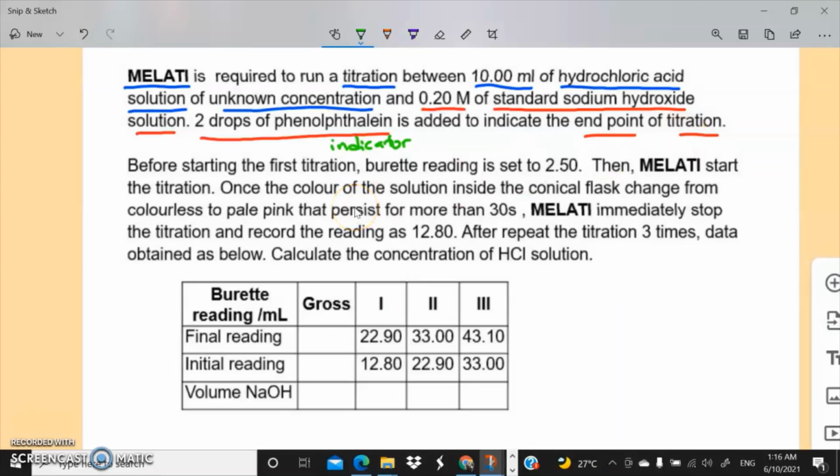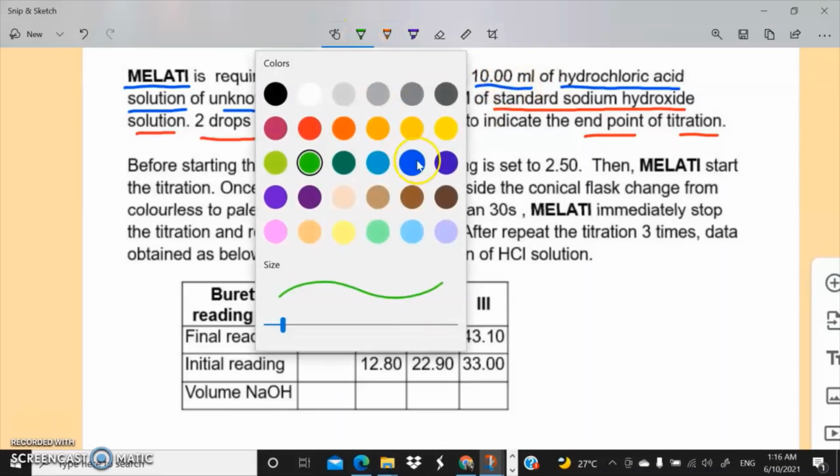Now in this first paragraph, what can we understand? We can understand that we got two solutions. One is standard sodium hydroxide solution with 0.20 molar, and we got hydrochloric acid solution, but we don't know the concentration. We just know the volume. How much is the volume? 10.00 ml.